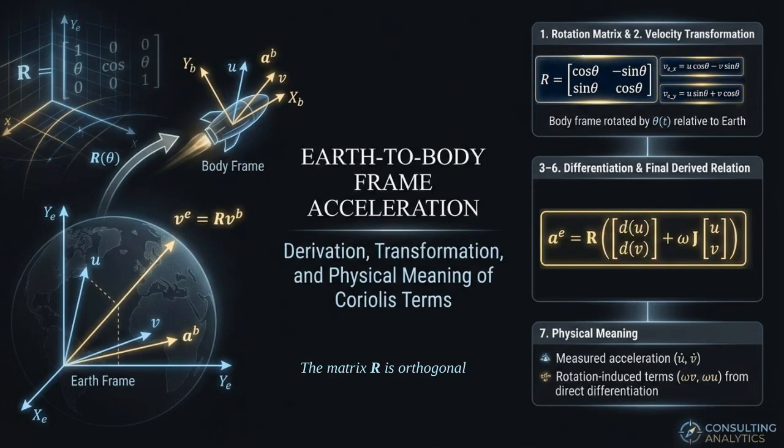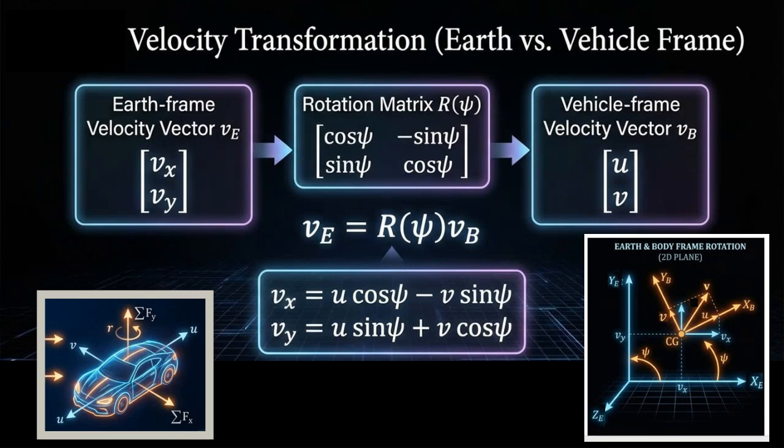A rotation matrix called R(θ) is used to map vectors from the vehicle frame to the Earth frame for planar motion. The angle θ(t) represents the vehicle's orientation at each instant in time. The matrix R is orthogonal, which means its inverse is equal to its transpose. Both R and R transpose are written as clean 2x2 matrices. These matrices form the mathematical foundation for transforming velocities and accelerations between the body frame and the Earth frame.